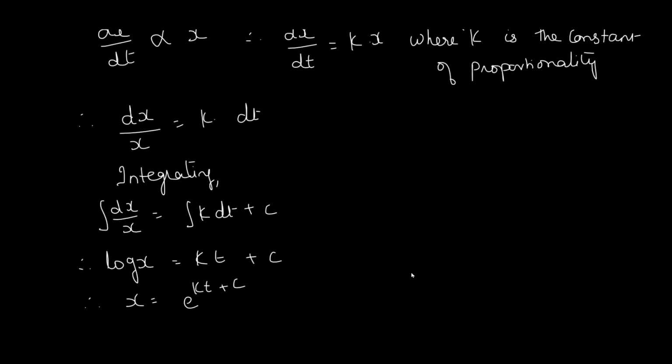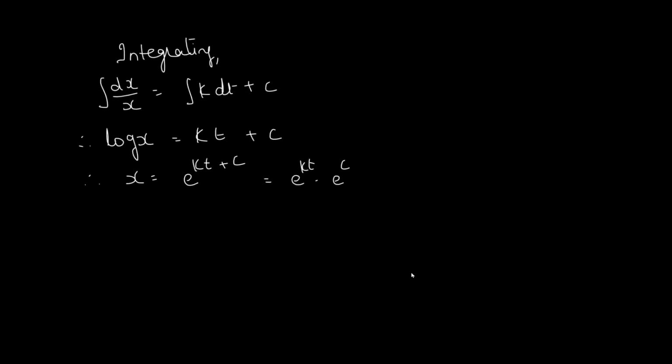Now we also modify this by writing e raised to kt into e raised to c, and therefore we are going to get x is equal to a into e raised to kt, where a is nothing but e raised to c. E raised to c is equal to a, which is another constant. So we are getting this particular equation. Now suppose this equation is, say, equation 1. We number it as 1.